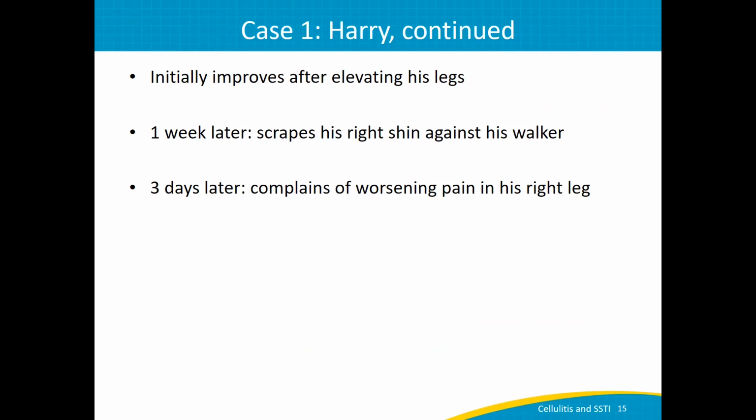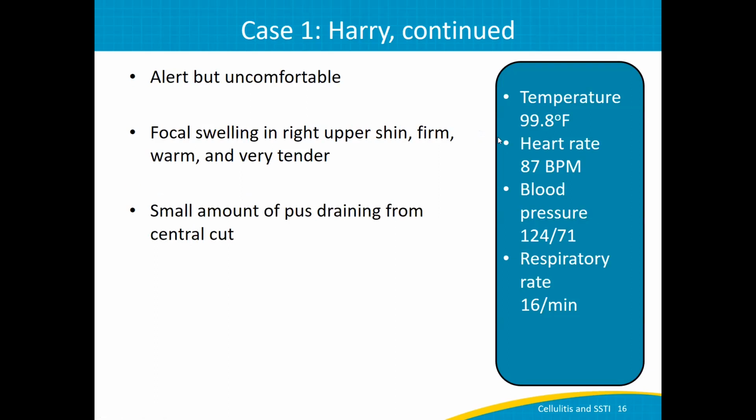But then after about a week, he scrapes his right shin against his walker while he's walking around. And 3 days later, you hear that he's having new, very severe pain in his leg. So you go to see him, and you find that now his temperature is 99.8 with a heart rate of 87, blood pressure of 124/71, and a respiratory rate of 16. Now he looks very uncomfortable. He tells you that he's really in a lot of pain.